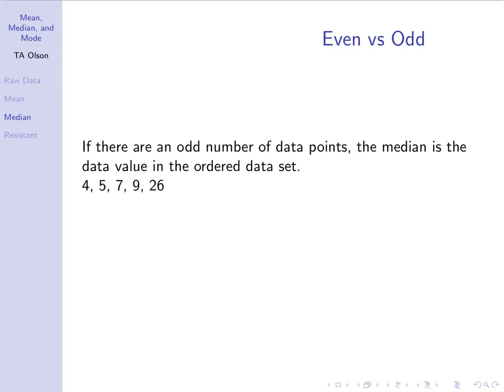There are some quirks about even data sets and odd data sets. Once the data set gets large enough, this doesn't matter very much to us. But if we have an odd number of data points, the median is the data value that is the center of this set. In this case, we have 5 data points. To cut it in half, we need 2 data points on this side and 2 data points on this side, and our median is the one in the middle here. So for an odd data set, the median is going to be one of the data values, the 7 in the middle.